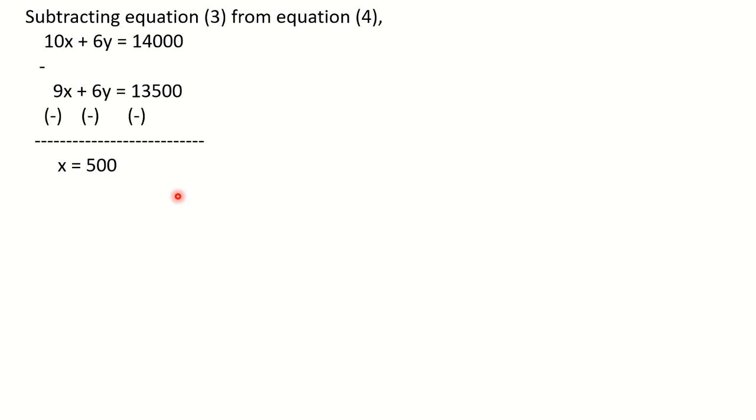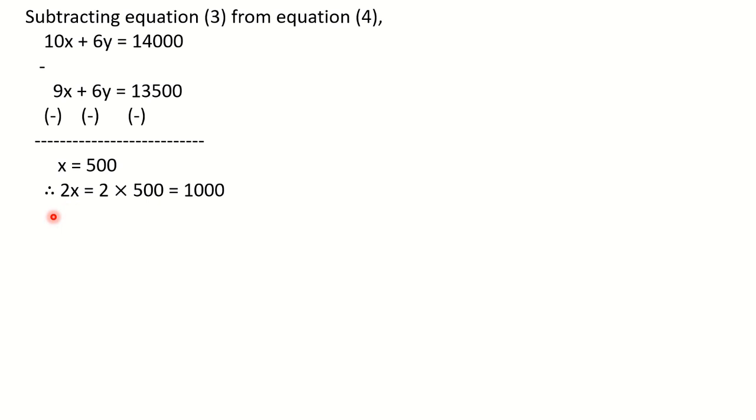But just see the question. What is asked there? We have to find out the price of 2 chairs and 2 tables. So we want 2x and 2y. Here, at this stage only, I can get the value of 2x. I am multiplying both sides by 2. So I am getting 2x as 2 into 500, that is 1000. In this way, I found the value of 2x. That means the value of 2 chairs.